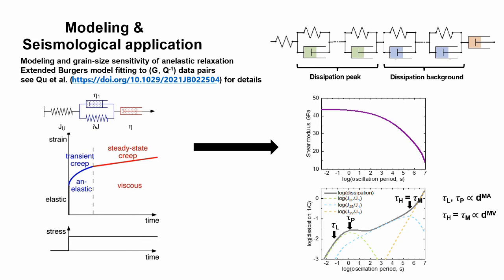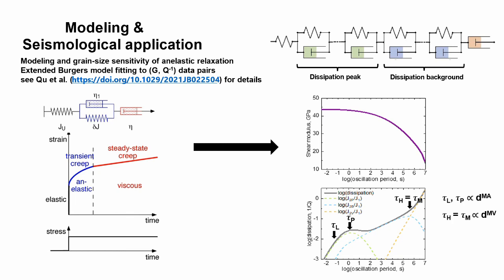The upper limit, tau H, is equal to the Maxwell relaxation time tau M to ensure a smooth transition from anelastic relaxation to viscoelastic relaxation in orange. The sum of the three inelastic components forms the total dissipation we observed in experiments. The corresponding relaxation in shear modulus is calculated simultaneously.